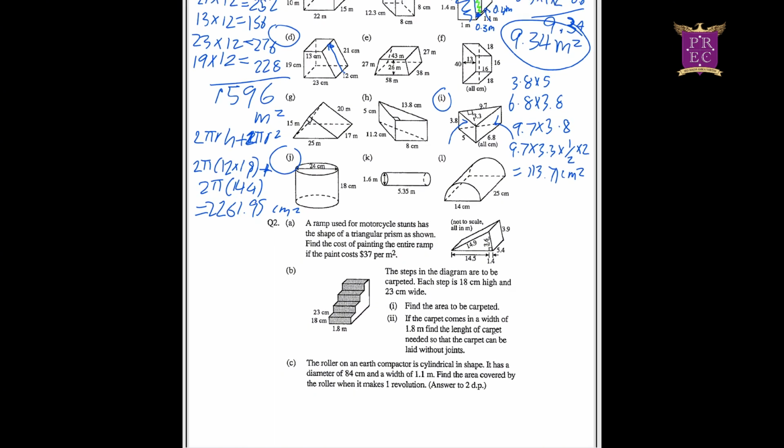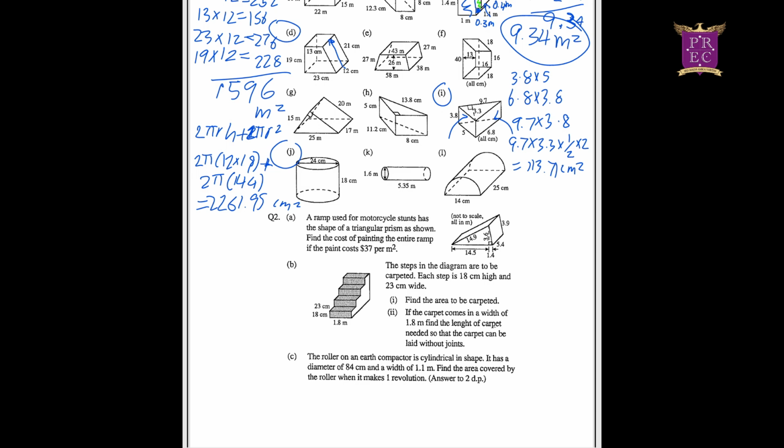Alright, let's have a look at question 2 now. It's a bit hard. A ramp used for motorcycle stunts has the shape of a triangular prism as shown. Find the cost of painting the entire ramp if the paint costs $37 per square meter.